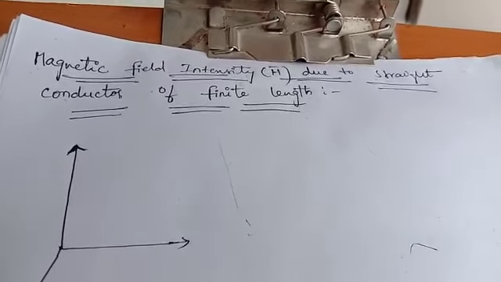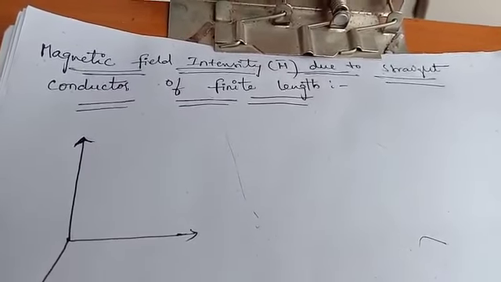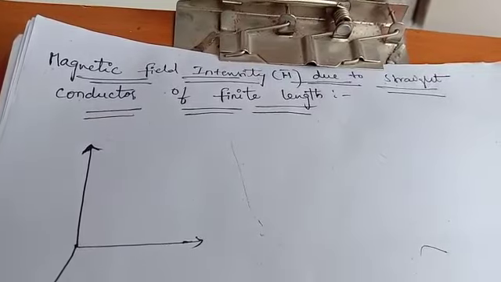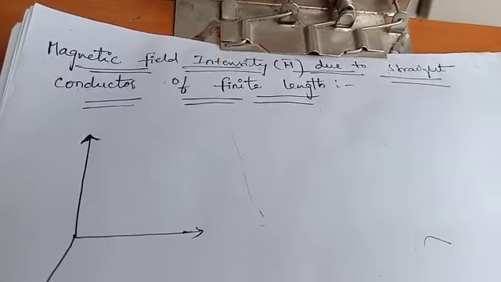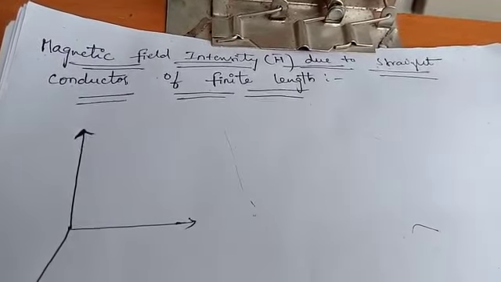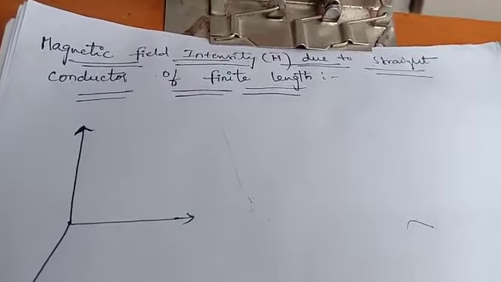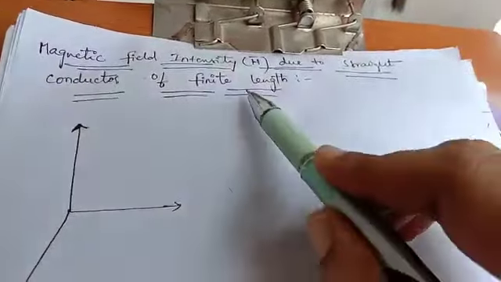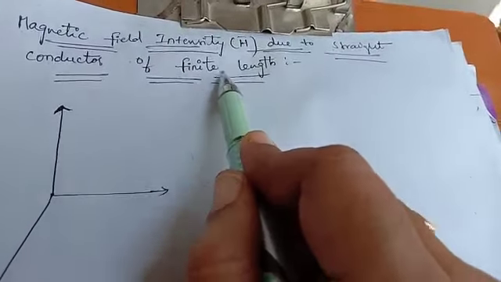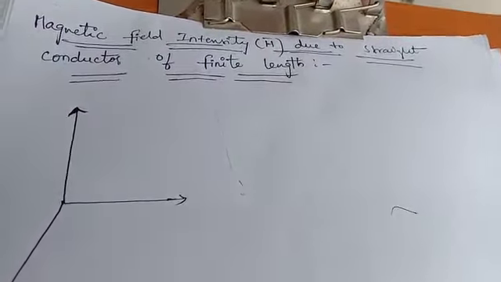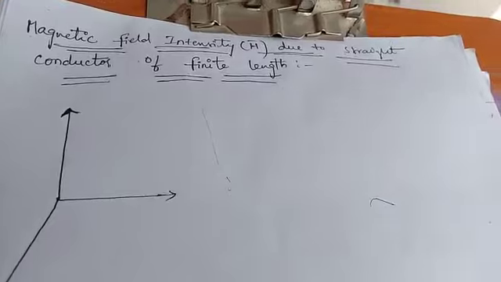In the last video, we studied how to determine the magnetic field intensity at a particular point due to an infinite current carrying conductor, and we derived the magnetic field intensity for that case. Now we are going to find the magnetic field intensity due to a straight current carrying conductor for the same case, but instead of infinite length, we are considering a finite length. Instead of an infinite current carrying conductor, here we are considering a finite current carrying conductor.